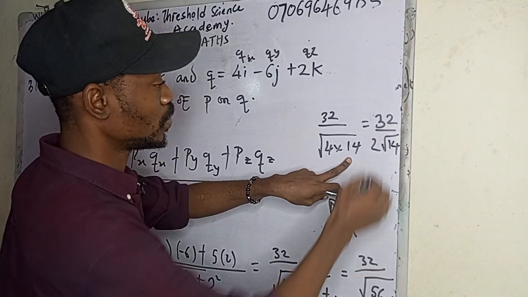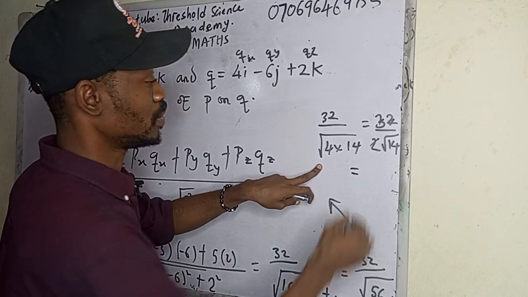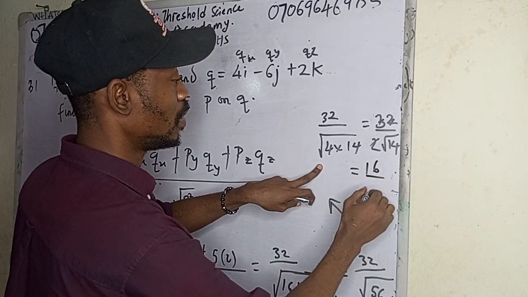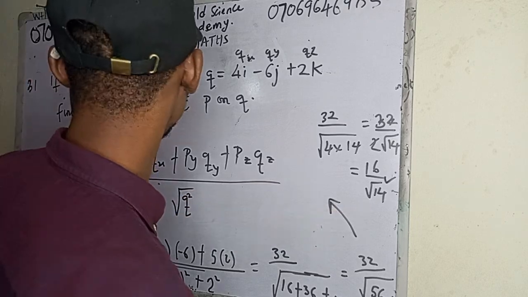All right, and then 2 can go into 32, right? That's going to be 16 all over root 14. And that is the answer to this question number 31.